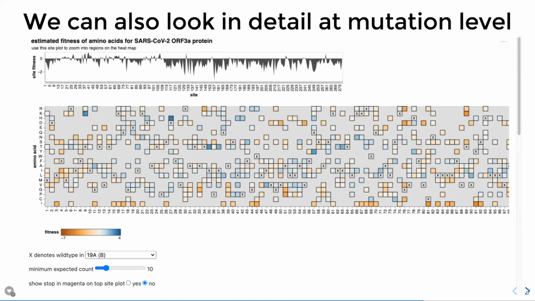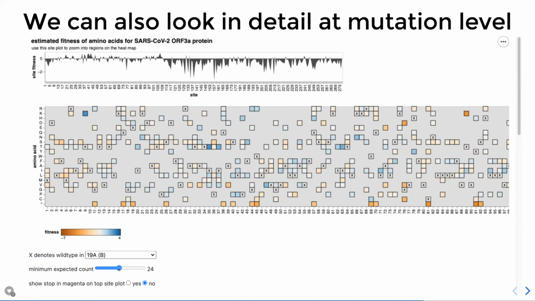But really, if you're doing drug design, you probably want to look in detail at the mutation level. So first here, I'm just showing ORF3A. Recall ORF3A was this viral protein for which there wasn't really much selection at the amino acid level, but there was selection against stop codons. And this would correspond to the experiments by Matt Freeman's lab.